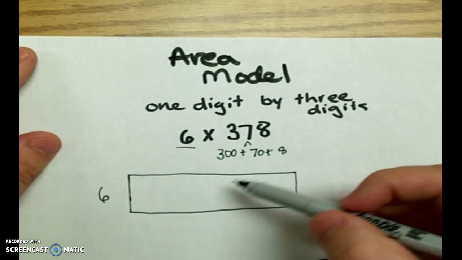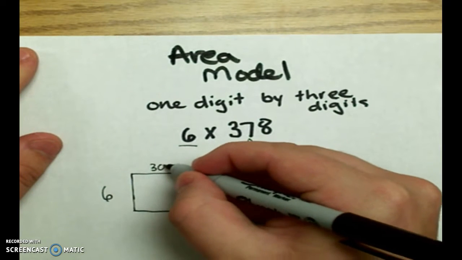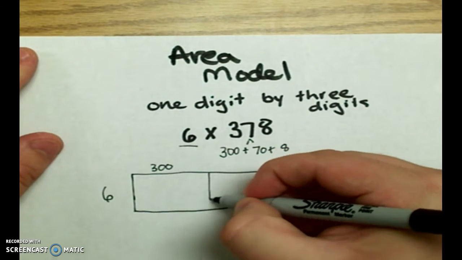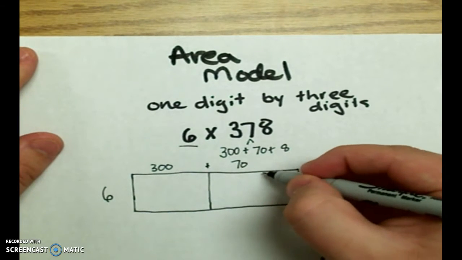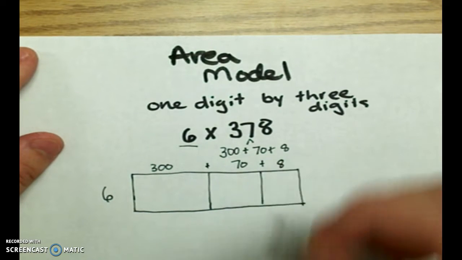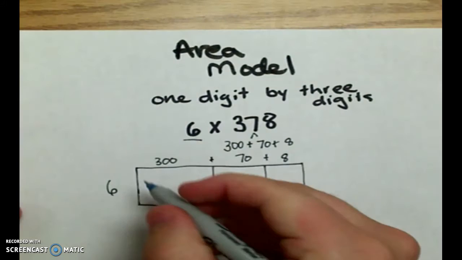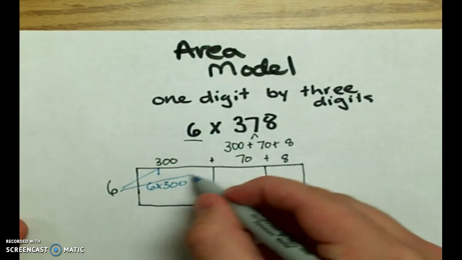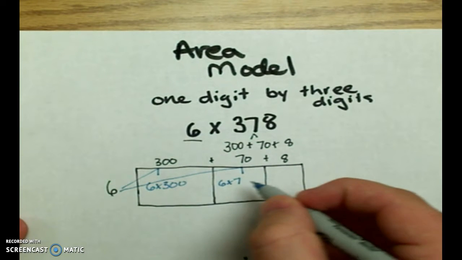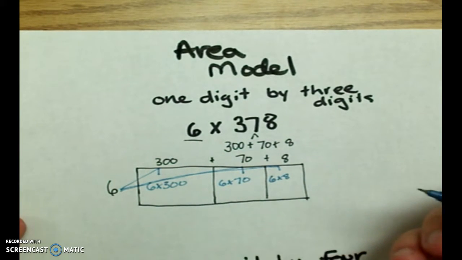Now what you do with this number is you move it into your rectangle. Just like it's written, 300 is going to be your largest box, and then wherever you put a plus sign, you also make a line down. 70, plus sign, 8. So now you have it set up to do the multiplication. Now you take your 6 and multiply 6 times 300, 6 times 70, and 6 times 8. Knowing your facts is important here.